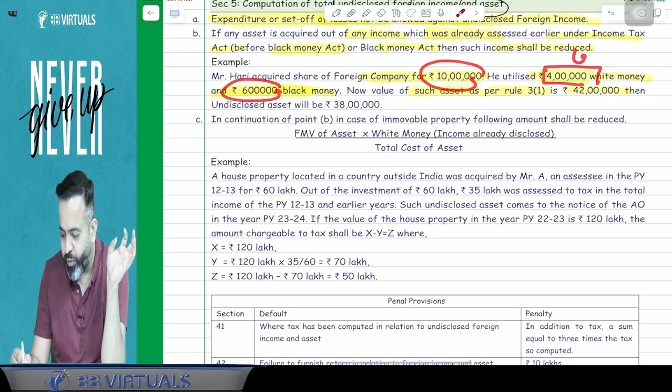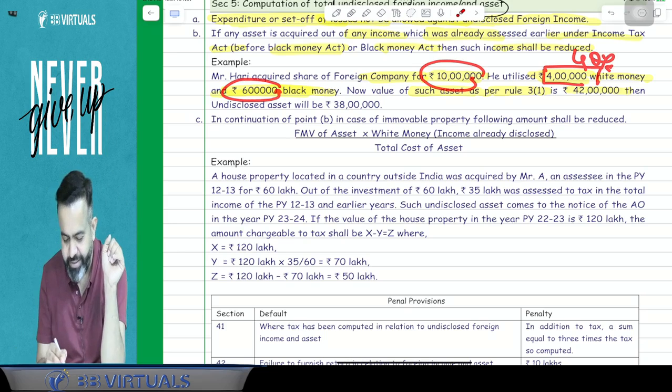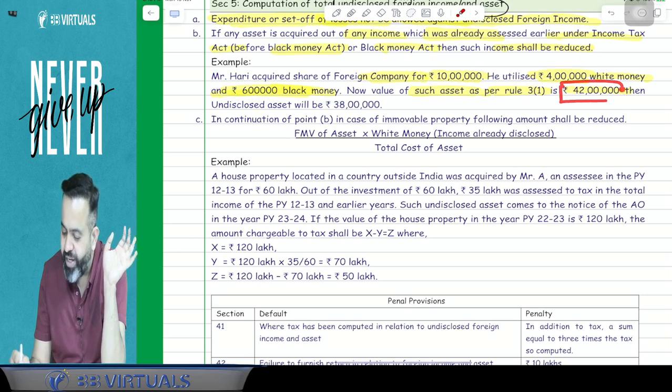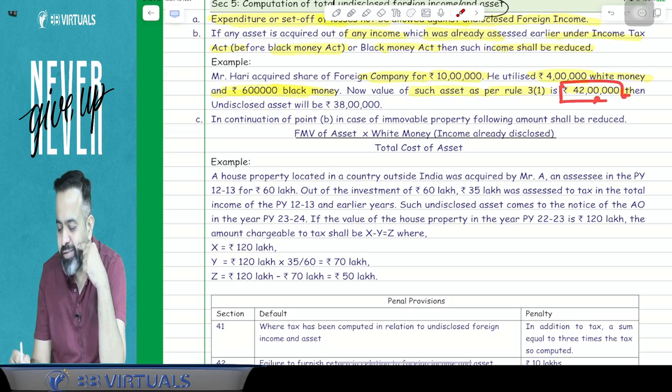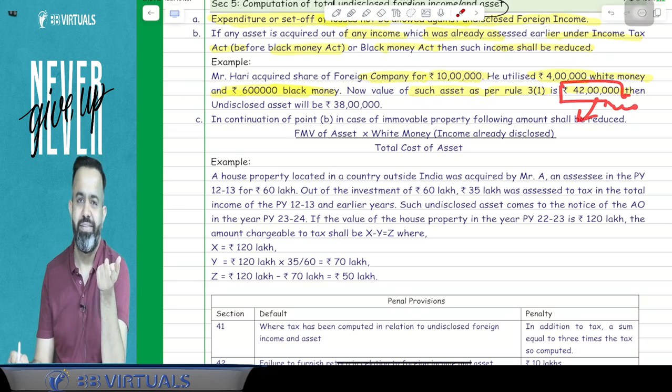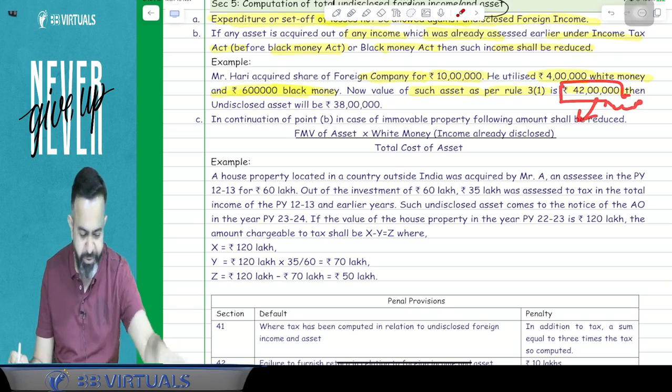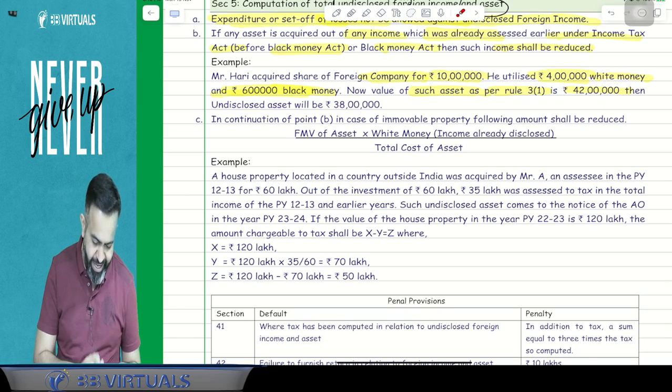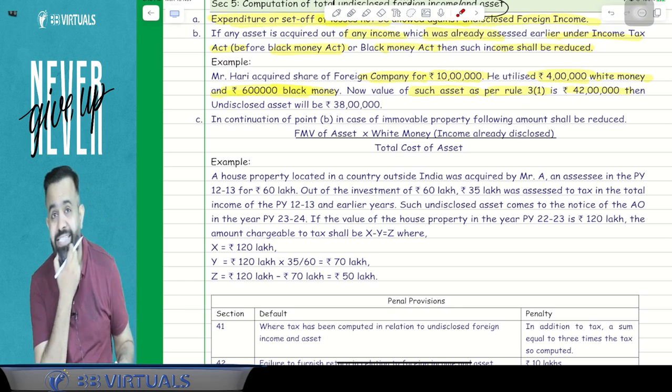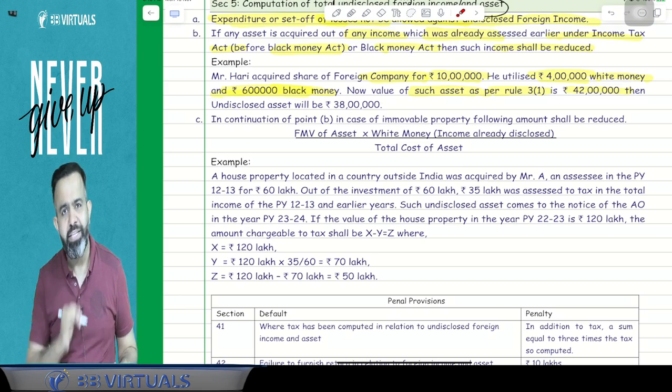So can I say that 40% white money we utilize, 60% black money we utilize? So guys, out of the 42 lakh value, only 40% will be reduced now. Means logically 40% should be reduced now, because 42 lakh multiplied by 40% comes to 16 lakh 80,000. So 16 lakh 80,000 should be reduced.